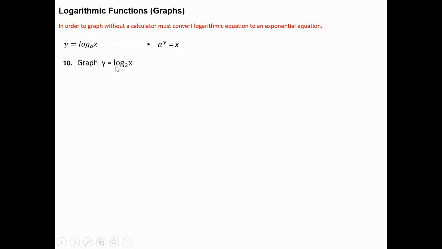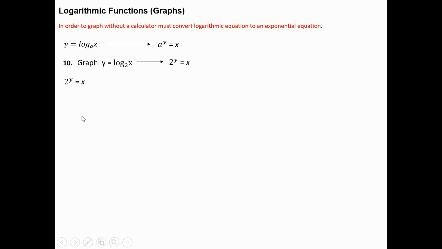Okay, now, how do we graph logarithmic functions? Again, we have to use what we just learned, converting logarithmic to exponential, right? In order to graph without a calculator, we must convert logarithmic equations to exponential equations. So this is a logarithmic equation, and this is the equivalent in exponential form. So y equals log base 2 of x means 2 to the y equals x.